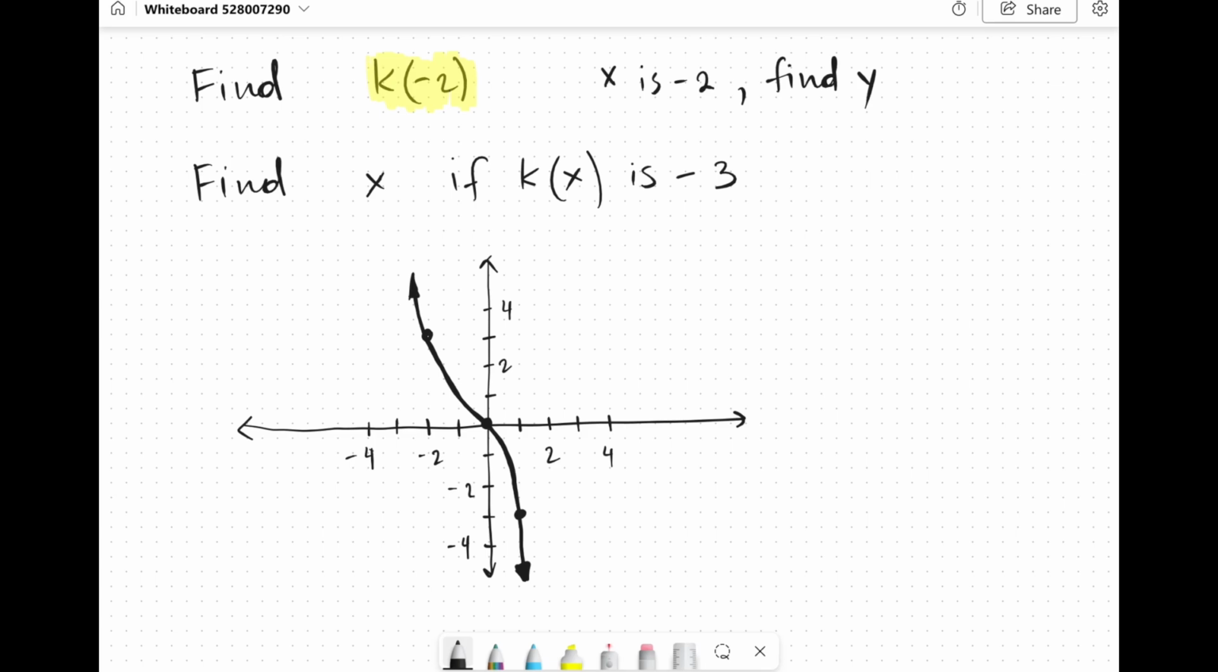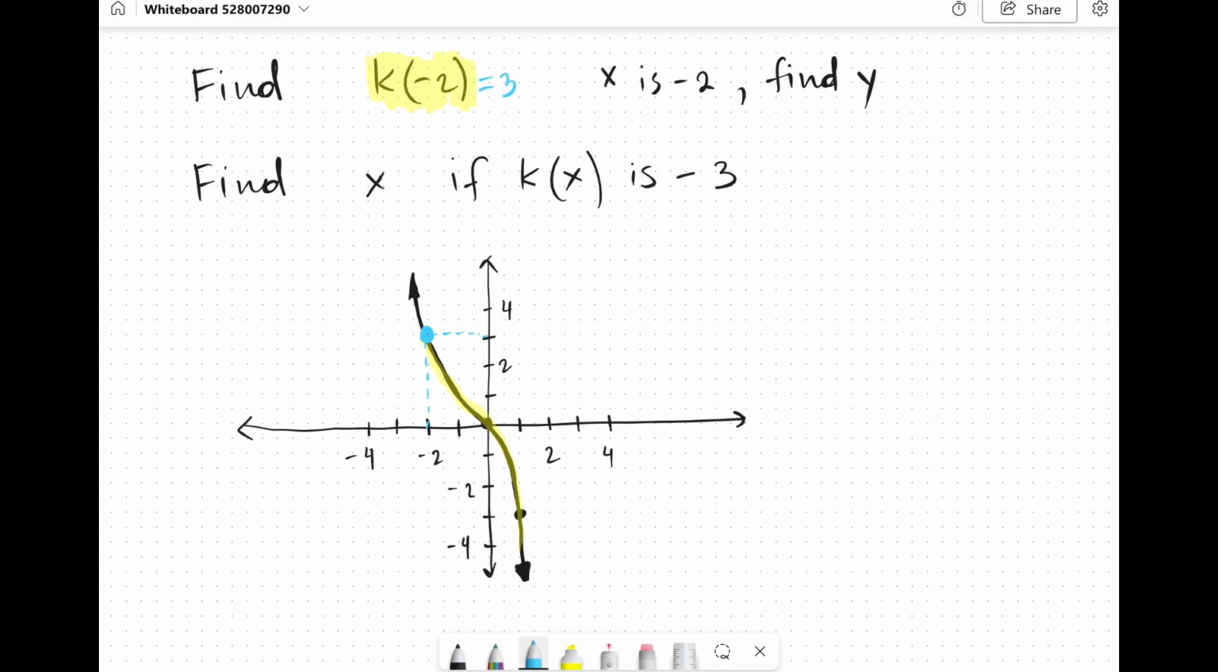You have to go along your graph like this and find a point on that curve where x is negative 2. And at this point, I'm going to make it blue, your x is negative 2. What is the y? Looks like y is positive 3. So k of negative 2 is 3. Again, you found the y if x was negative 2.